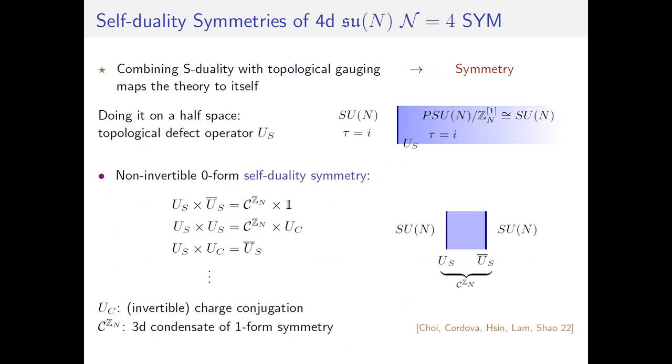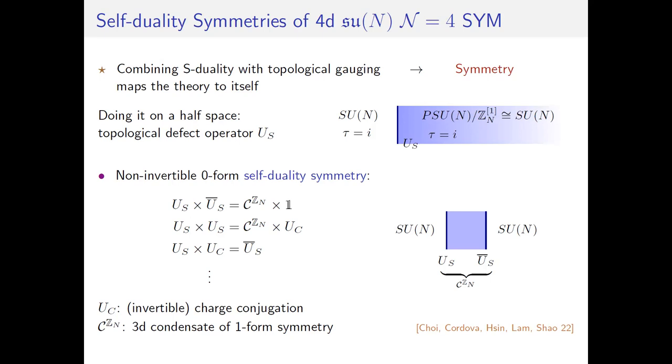So now what you can do is to combine S-duality with this topological gauging in such a way that the theory is mapped to itself, and then S-duality becomes a symmetry. Here you start with SU(N), you put an interface, an S-duality interface, to the PSU(N) theory, but then on this half space, you gauge the magnetic one-form symmetry. So you get back SU(N). So now you have that on both sides of this defect, you have the same theory. Besides, this defect is topological because when you do this discrete gauging, this is a topological operation. And so you can move these defects and the correlation functions do not change. This proves that this is topological, and so this is a symmetry.